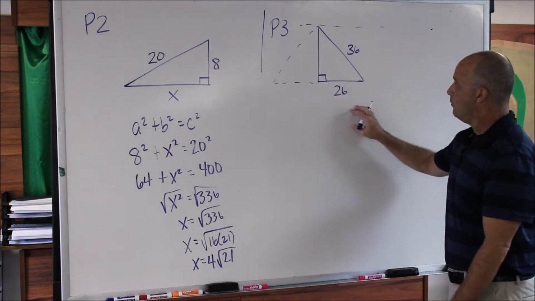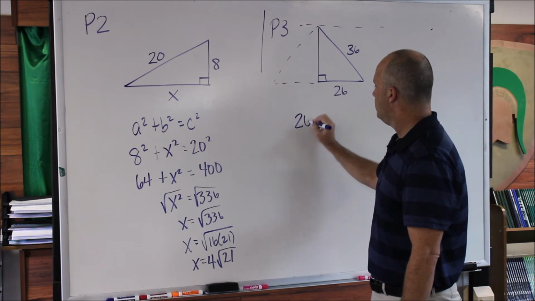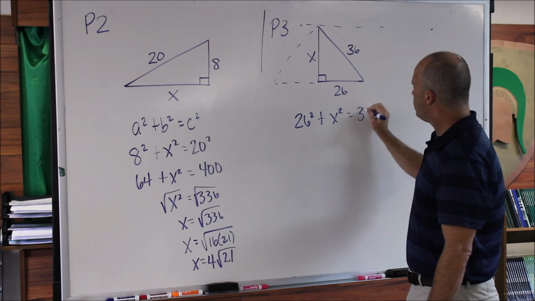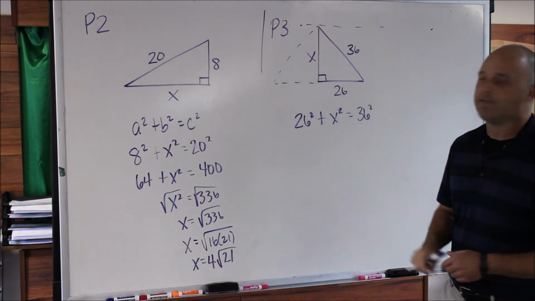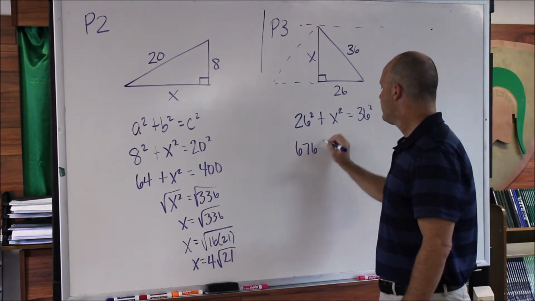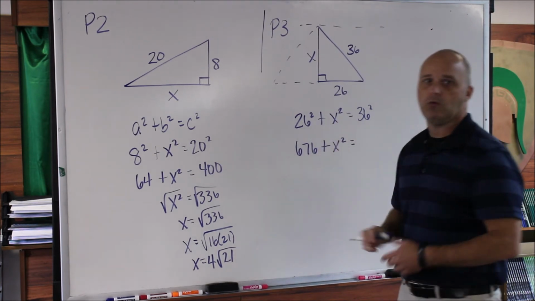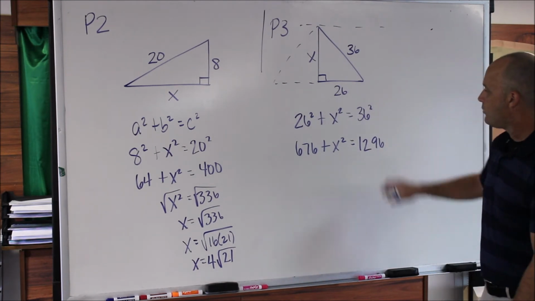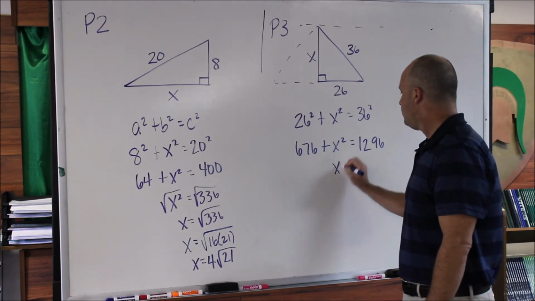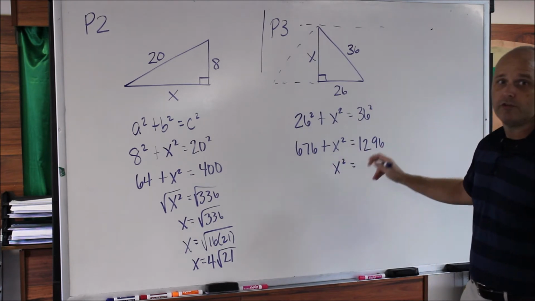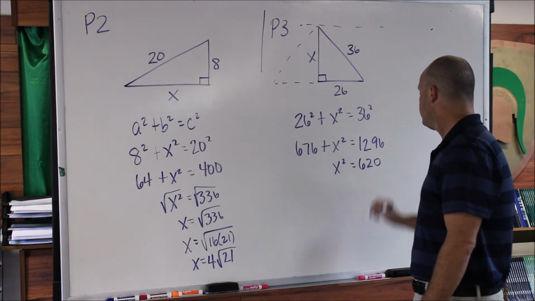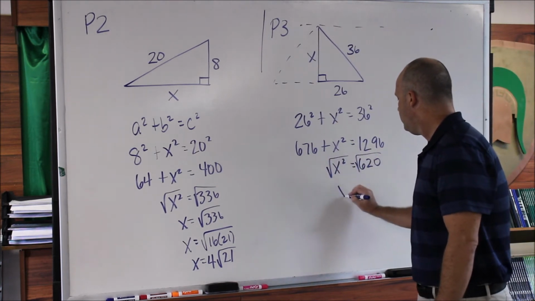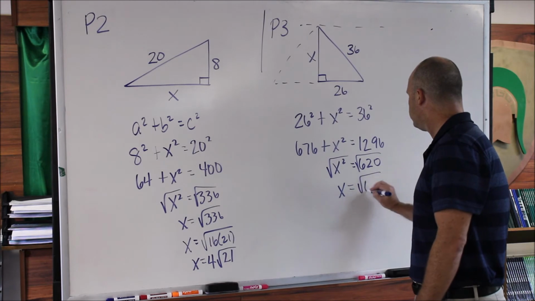So what we'll do is go ahead and set this up. 26 squared, we'll call that x, plus x squared equals 36 squared. And then what we're going to get for that is 676 plus x squared equals 1296. Then we're going to subtract the 676 from both sides, and we're going to get x squared equals 620. Now take the square root of both sides, and you're going to get x equals the square root of 620.